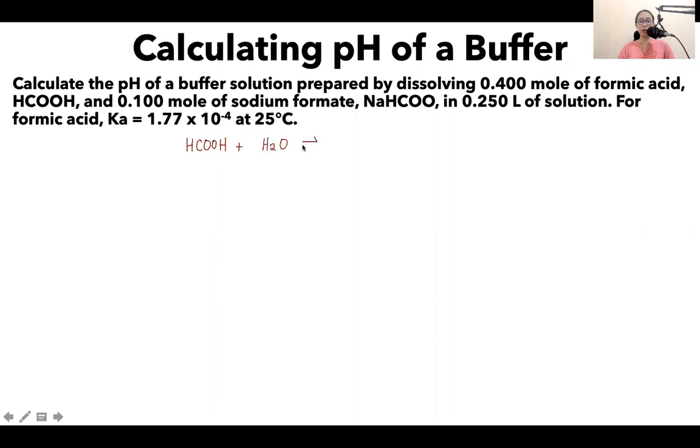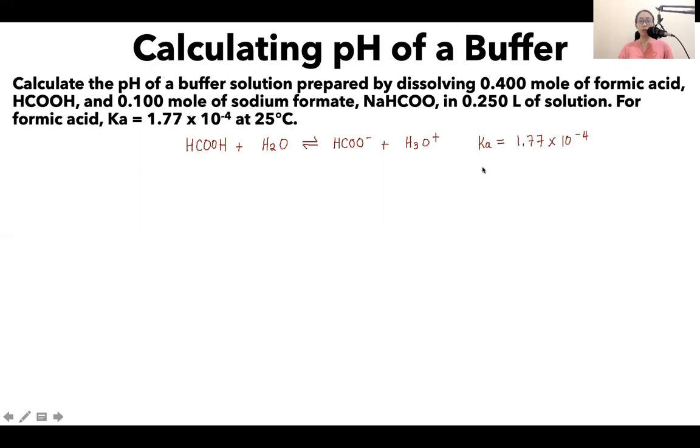So remember, it's a weak acid, so we use a double-headed arrow in writing the dissociation reaction. And the conjugate base is formate plus hydronium ion. And the Ka for this is 1.77 times 10 raised to negative 4.